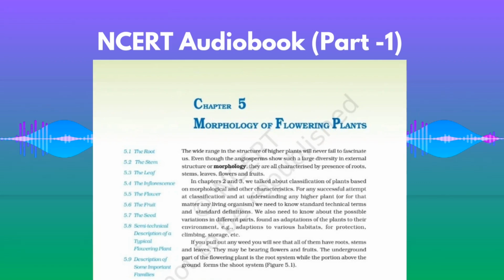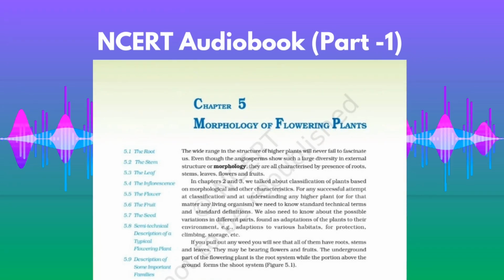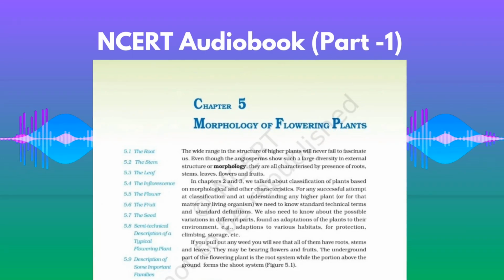Figure 5.1 Parts of a flowering plant. Figure 5.2 Different types of roots. A. Tap, B. Fibrous, C. Adventitious.